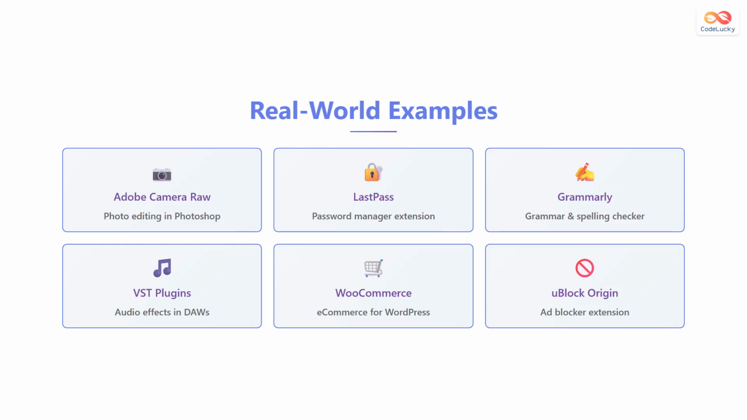Let's look at some real-world examples of plugins and extensions in action. Adobe Camera Raw is a professional plugin that photographers use in Photoshop for advanced photo editing. LastPass is a browser extension that securely stores and autofills your passwords. Grammarly is a grammar and spelling checker extension that works across the web as you type. VST plugins are audio effects and instruments used by music producers in digital audio workstations. WooCommerce is a powerful plugin that turns WordPress websites into fully functional online stores. Finally, uBlock Origin is a popular ad blocking extension that removes advertisements and enhances your browsing experience.